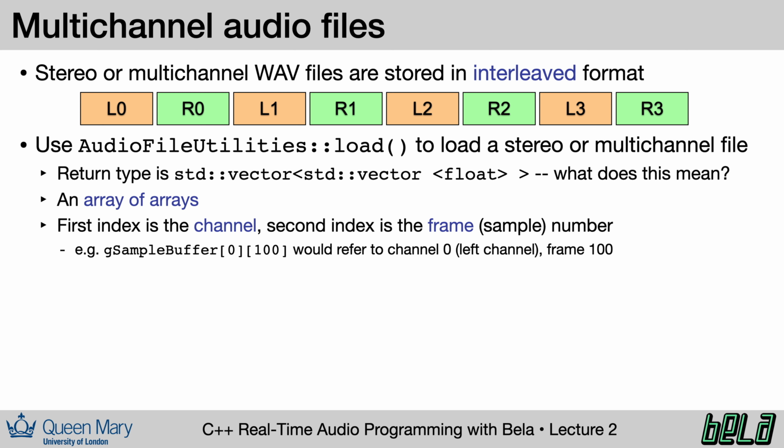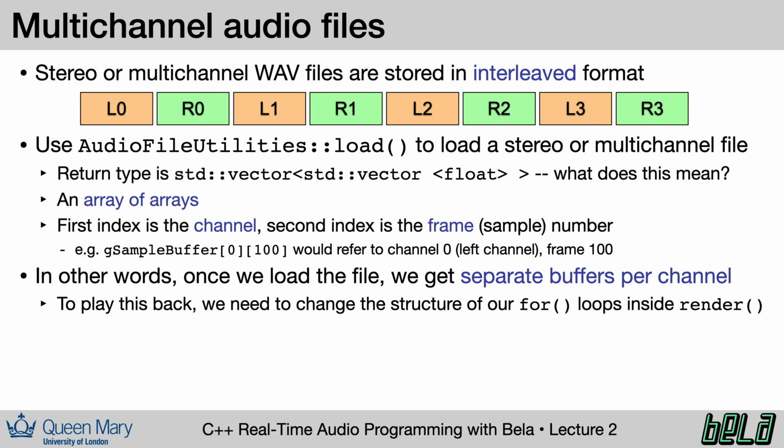When we access elements within this two-dimensional array, we're going to use not one but two sets of square brackets. The first set of square brackets is going to tell us which channel we want to read from, and the second set of square brackets is going to tell us which frame within that channel we're going to read from. So for example, gSampleBuffer[0][100] says take the left channel and read frame 100 from the left channel.